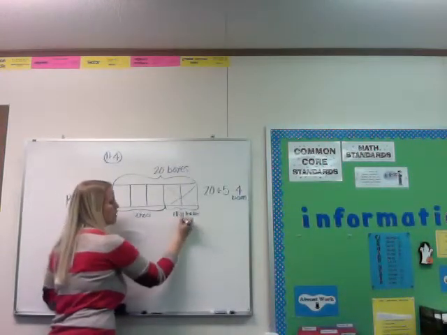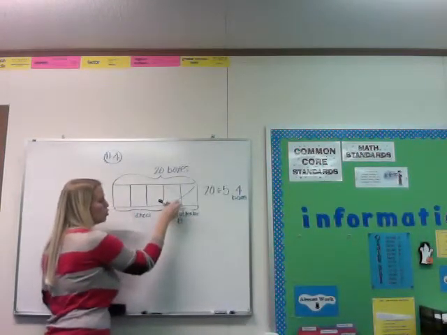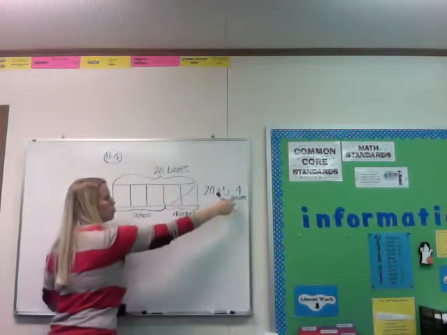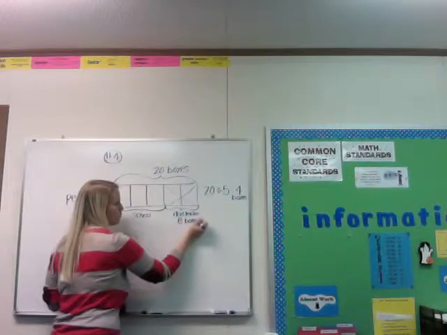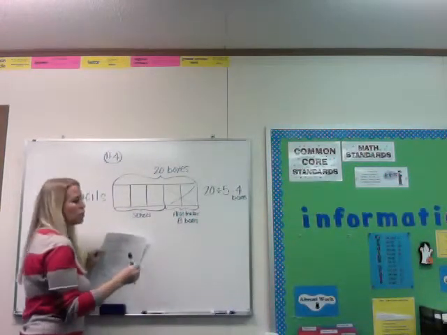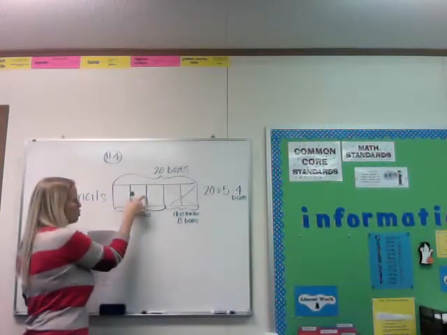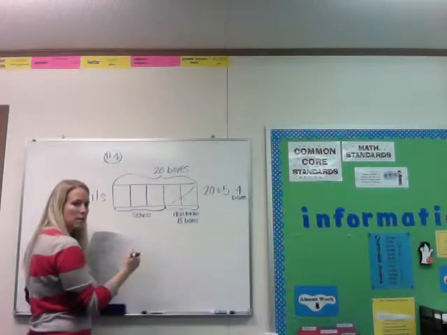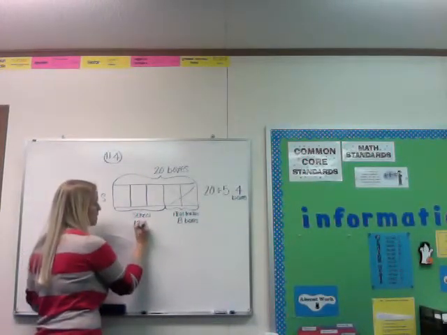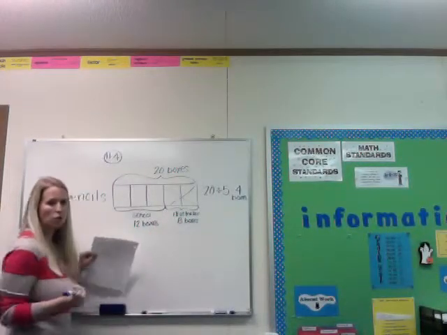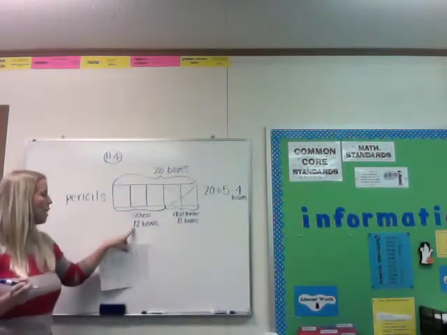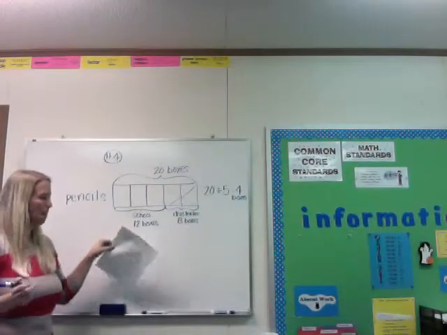So the illustrator got 2 of these sections, and 2 times 4 is 8. So the illustrator got 8 boxes. The school got 1, 2, 3 sections, and 3 times 4 is 12 boxes. So I know the school got 12 boxes of pencils.